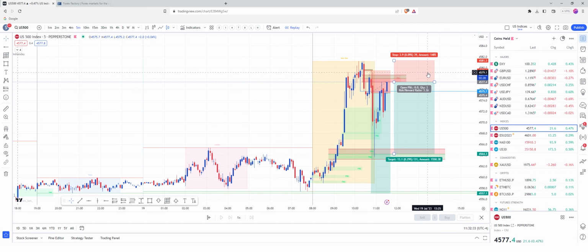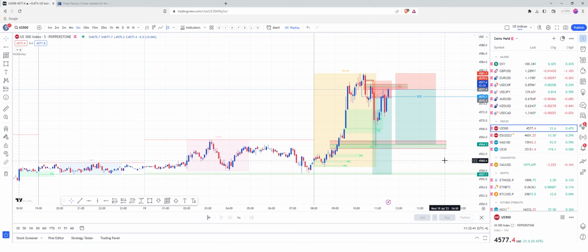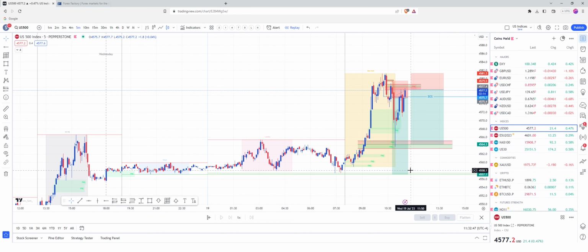And now we're pulling back aggressively into the fair value gap again. So there you go, that was the New York session. 2022 mentorship entry, looking for the short trade to eventually, hopefully, come and take out these daily lows.